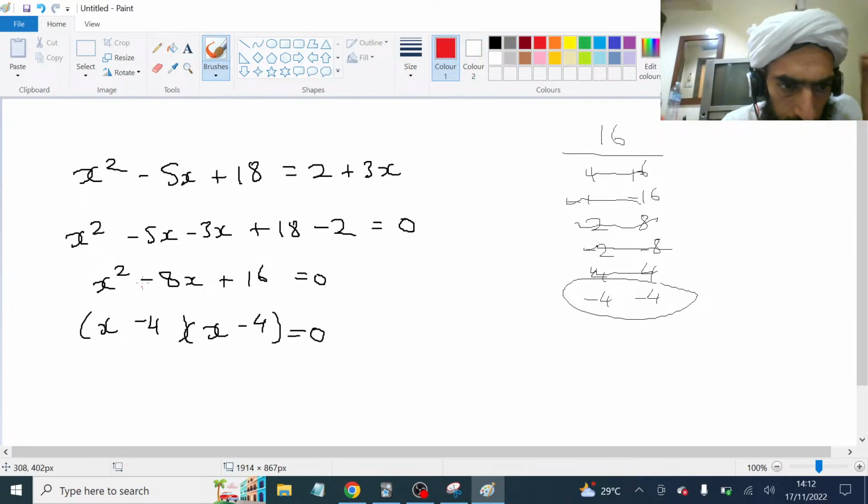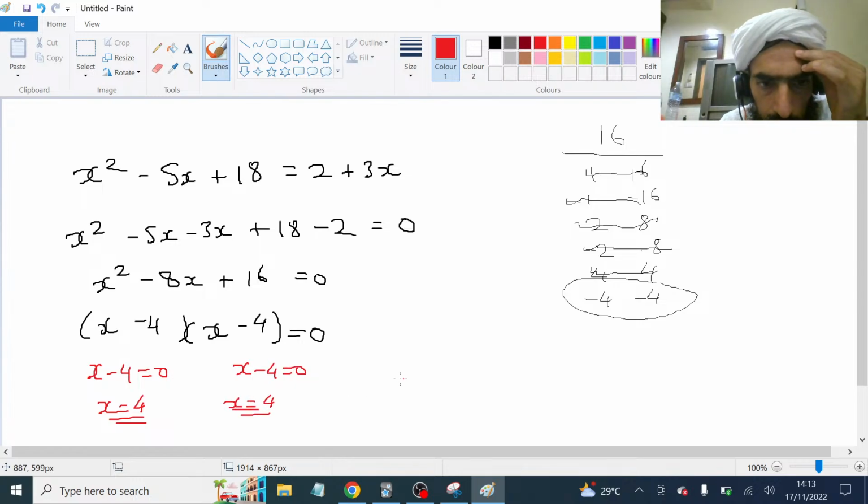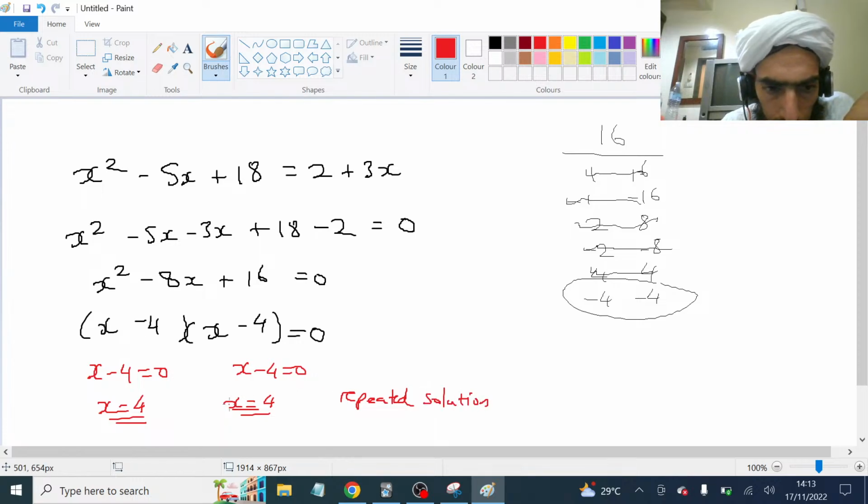Solve each bracket one at a time. Here both brackets are the same, so once you've solved the first one, you'll automatically have the answer to the next one. x equals 4, and just copy that because the bracket is the same. So here it turns out the two answers are the same, so that's called a repeated solution or a repeated root. So overall answer is x equals 4.